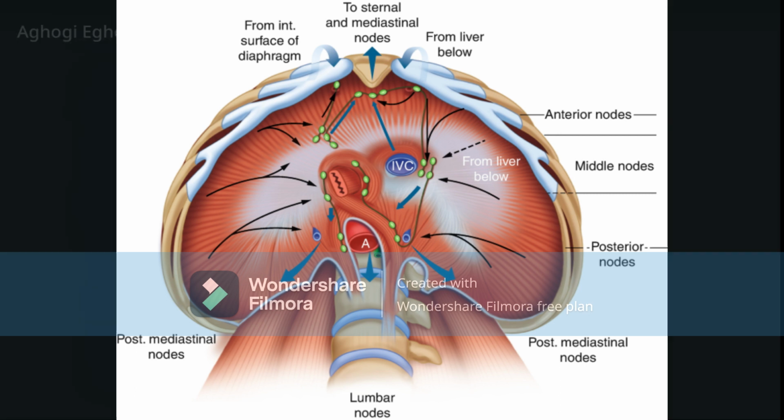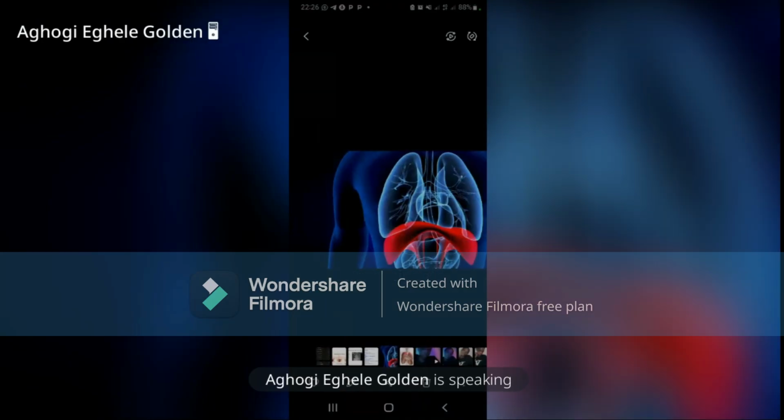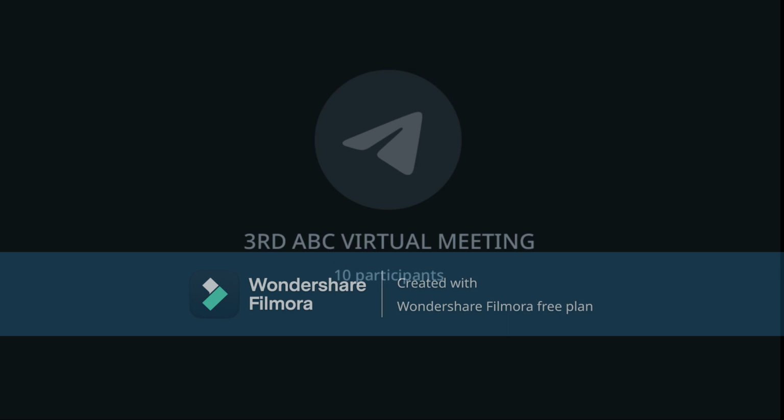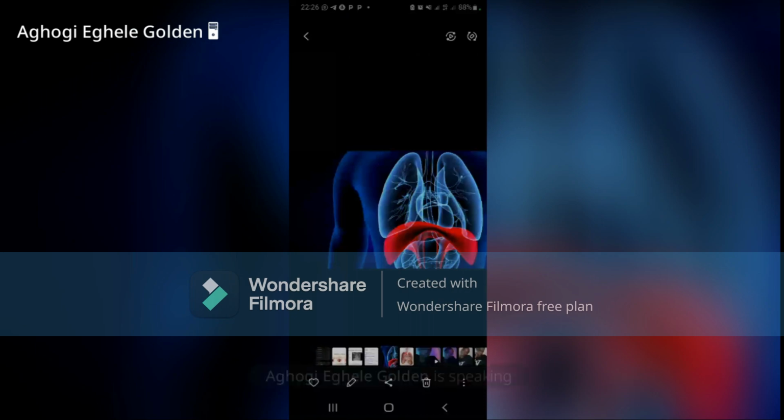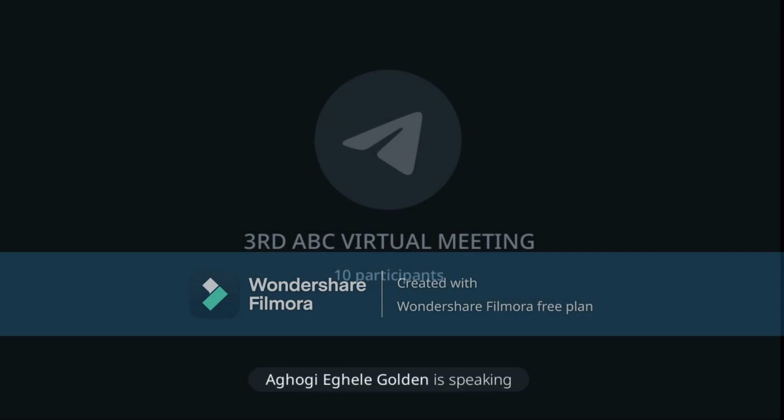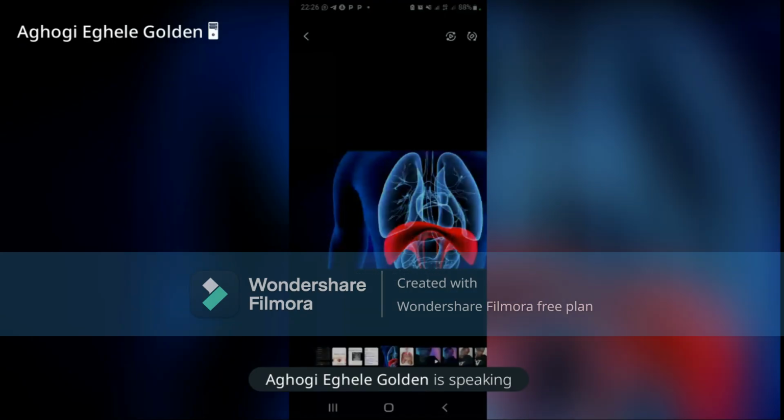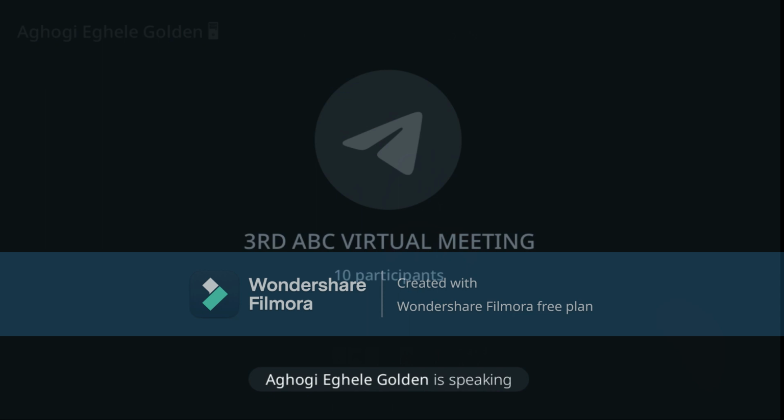Innervation of the diaphragm. The diaphragm receives motor supply from your phrenic nerve, which has root value C3 to C5, and then sensory supply from your phrenic nerve also. The central tendon receives sensory supply from your phrenic nerve, while the peripheral part of the diaphragm receives nervous supply from your intercostal nerves, the 5th to 11th intercostal nerves, and then your subcostal nerve.